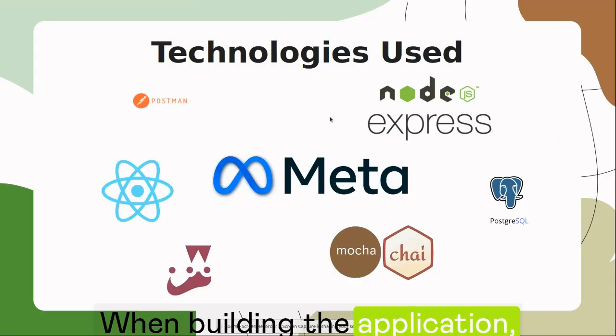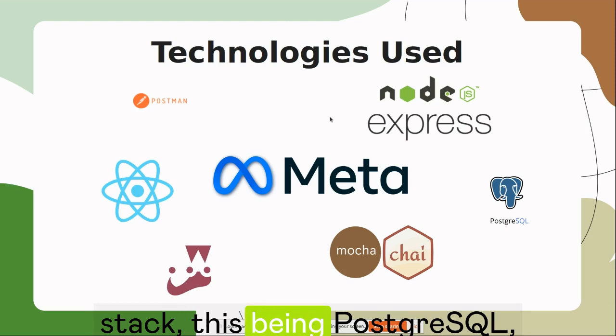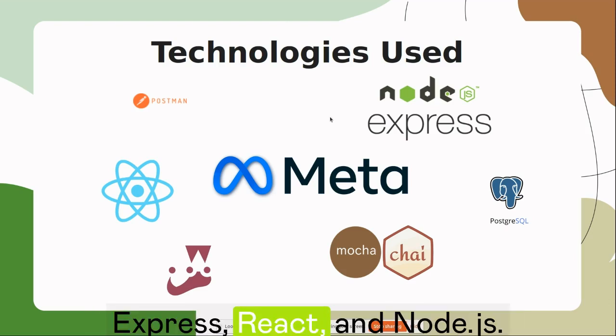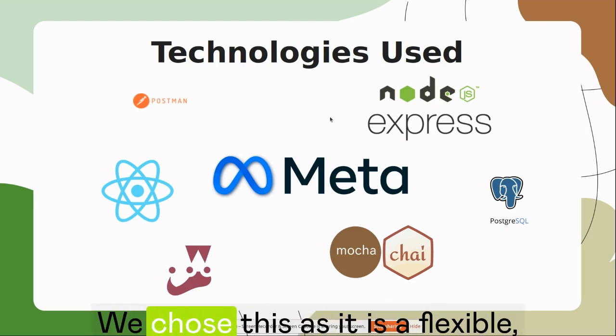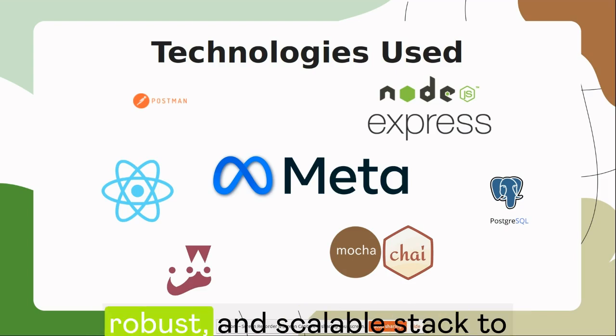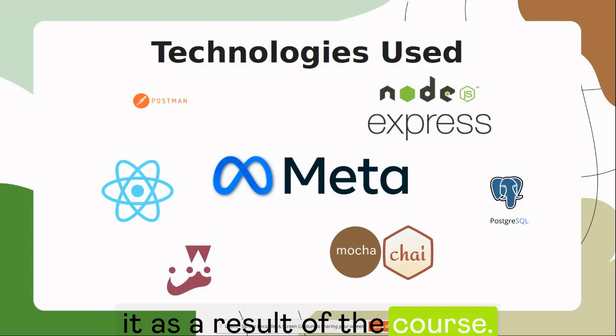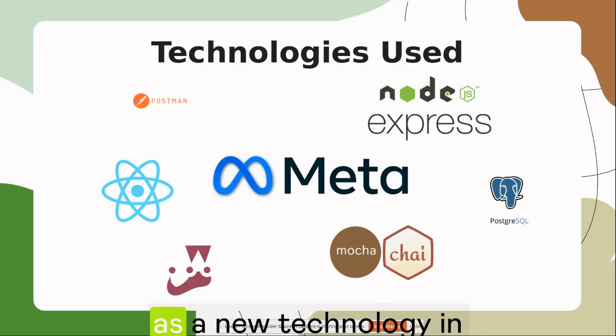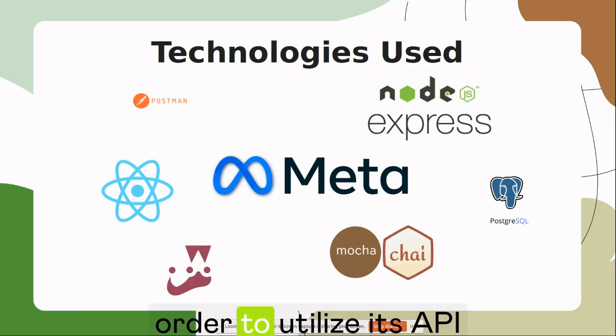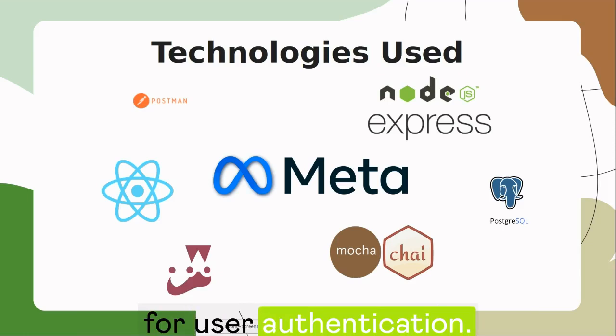When building the application, we chose to follow the PERN stack, this being PostgreSQL, Express, React, and Node.js. We chose this as it is a flexible, robust, and scalable stack to use, and we were familiar with it as a result of the course. We utilize Meta for Developers as a new technology in order to utilize its API for user authentication.